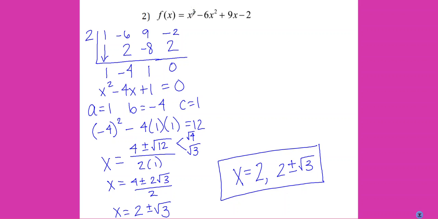Remember, if you start with whatever the degree of your polynomial is, which in both of our examples was 3, that means I have 3 solutions. 2 is one of my solutions, 2 plus the square root of 3 is the second one, 2 minus the square root of 3 is the third one.